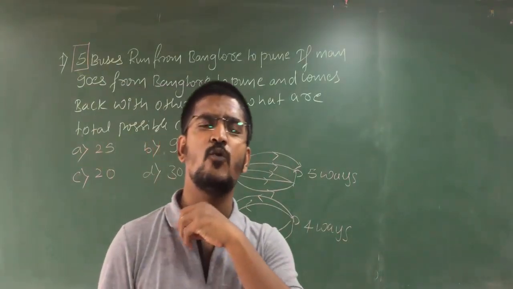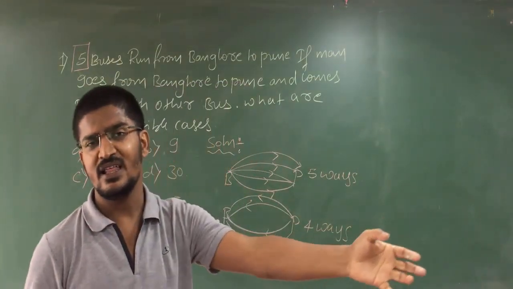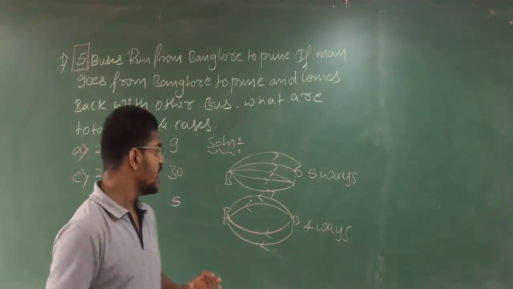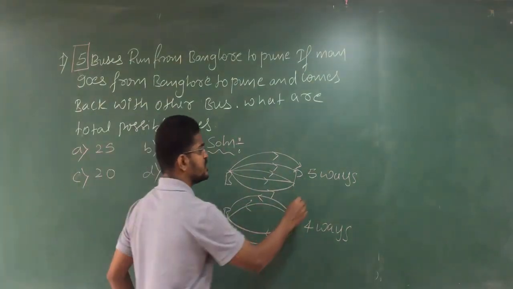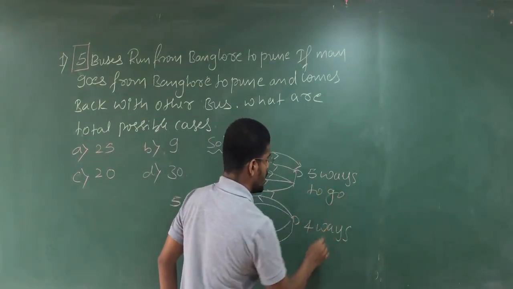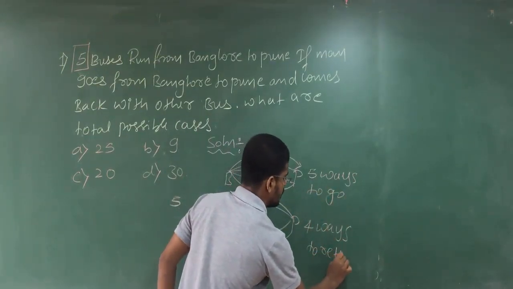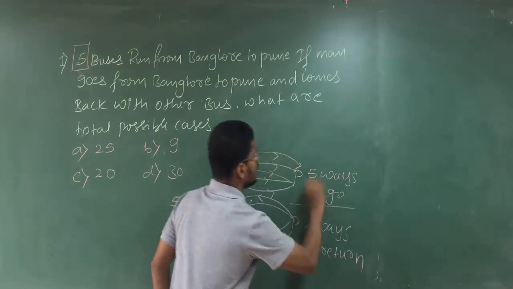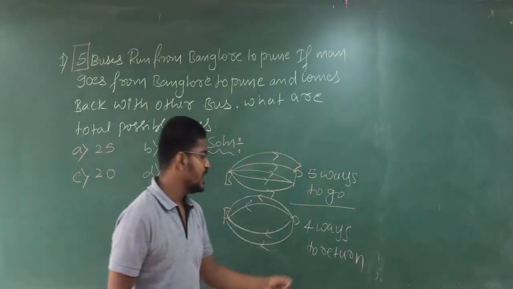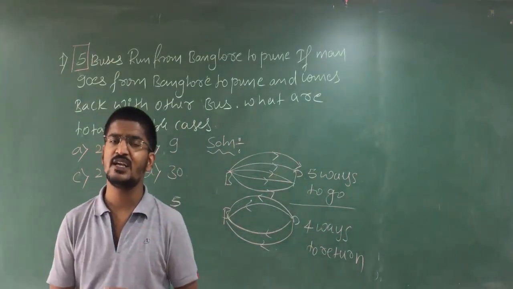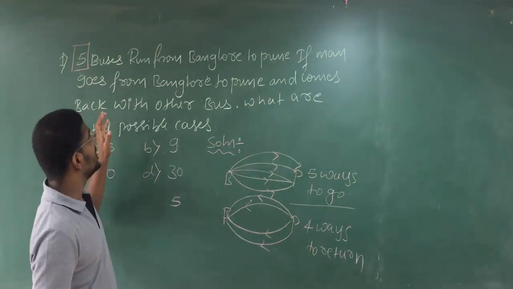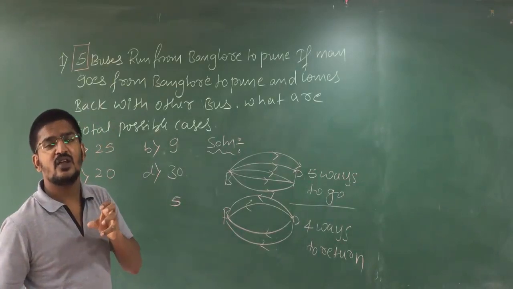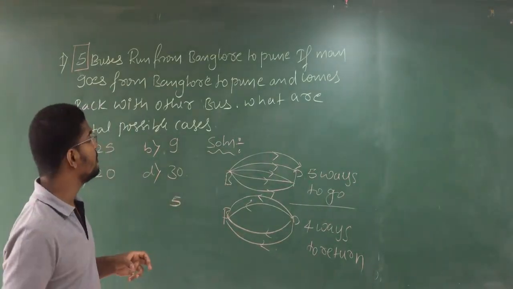So he goes by one bus from Bangalore to Pune. That means he has 5 choices to go. Again to return, he has 4 choices. This is to go and this is to return. Clear? He goes with 5 ways, he comes back with 4 ways. That means, please remember, here the event is dependent. Are you getting my point?